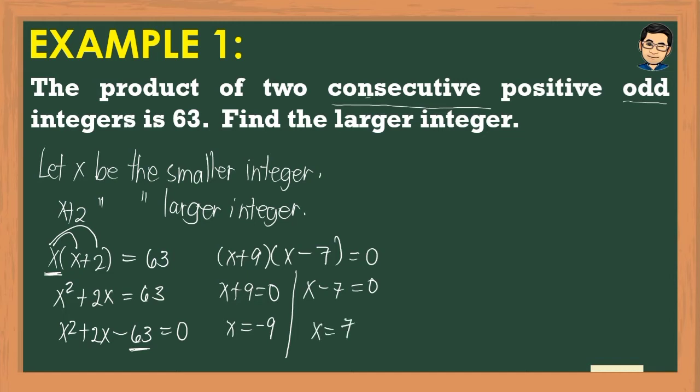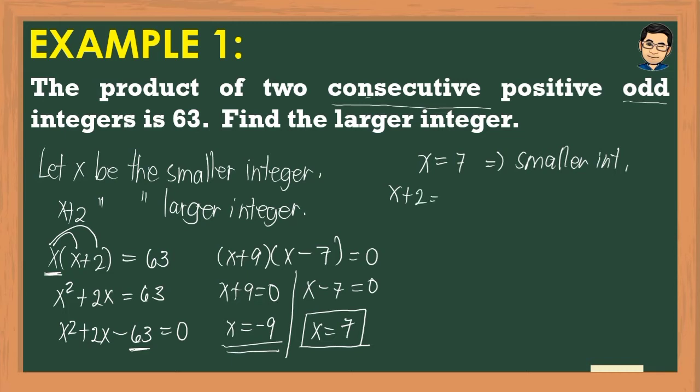So based sa ating problem, kailangan lang po natin is positive odd integers. Kitang-kita po natin yung negative 9, odd integer po siya, but then again, negative po siya. So our solution only will be x equals 7. So x equals 7, this will be our smaller integer. And then x plus 2, that is 7 plus 2, that is 9. So 9 is our larger integer.